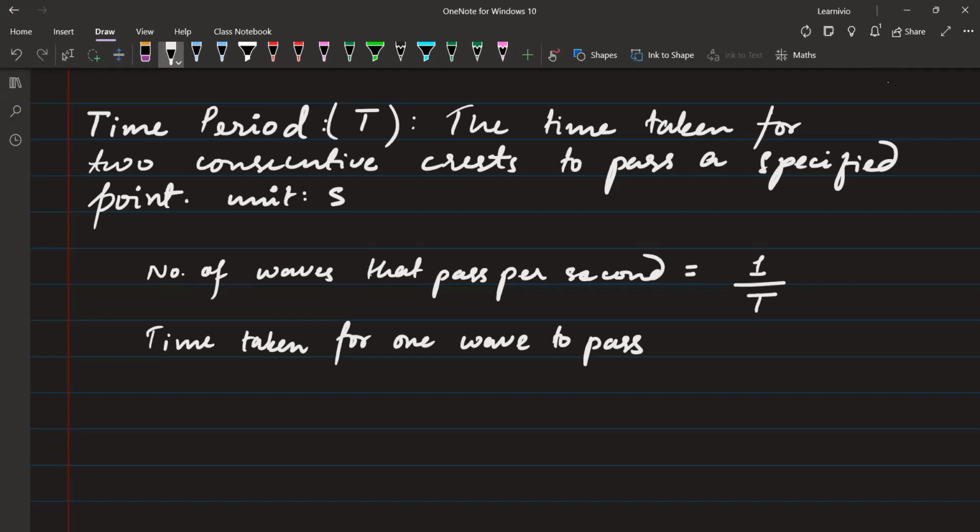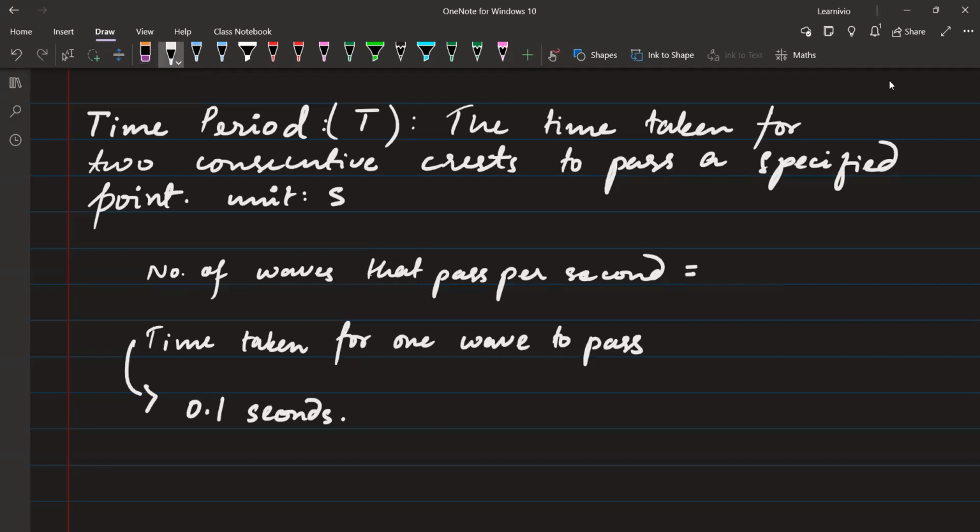For example, time period, the time taken for two consecutive crests to pass a specified point. ठीक है, तो मान लेते हैं ये जो टाइम पीरियड है ना आपका, ये टाइम पीरियड है लेट अस सपोज 0.1 सेकेंड. ठीक है, ध्यान दीजिएगा, द टाइम टेकन फॉर one wavelength to pass it is equal to 0.1 सेकेंड. तो एक सेकंड में कितना पास होगा बताइए जरा, हाउ मेनी वेव्स विल पास पर सेकंड.